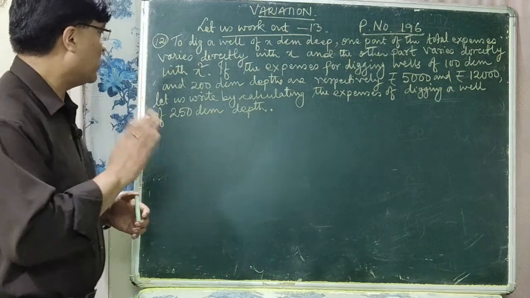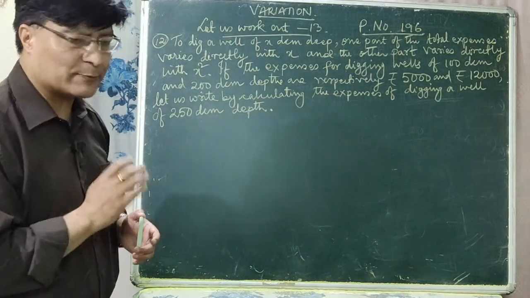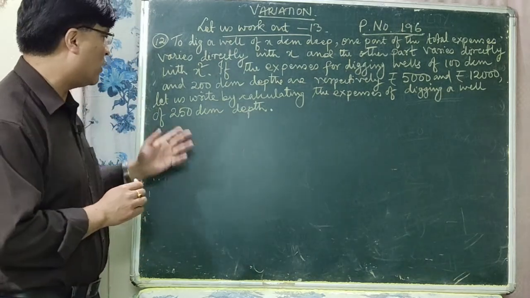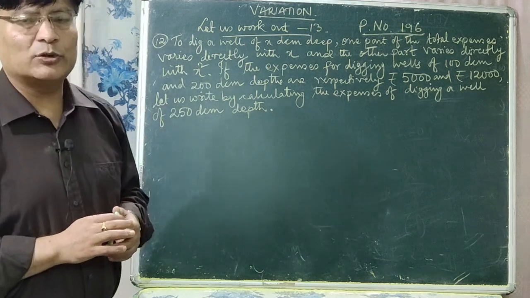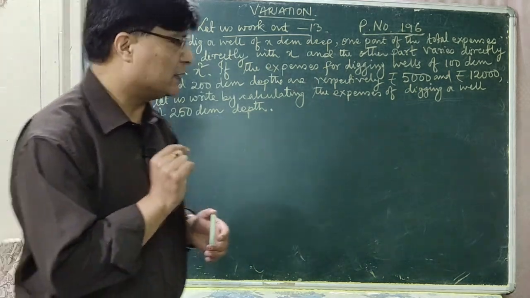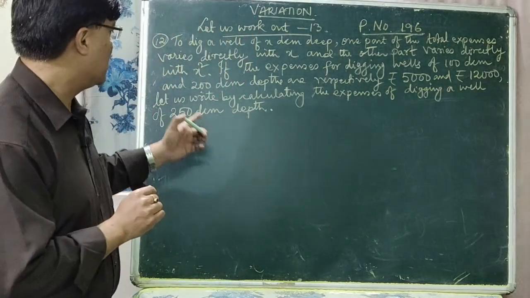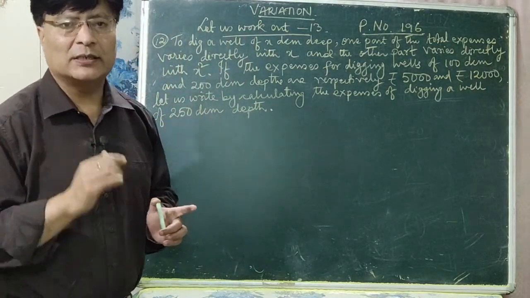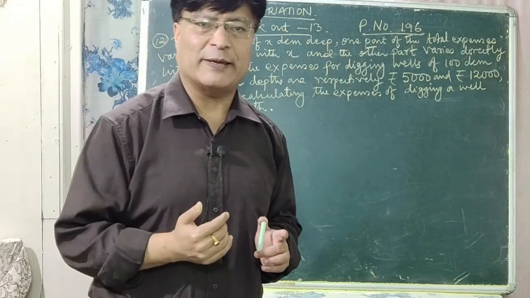Okay, so you have to find out the expenses of digging a well of 250 decimeter depth. If the depth of the well is 250 decimeter, then what is the total expense in this case?